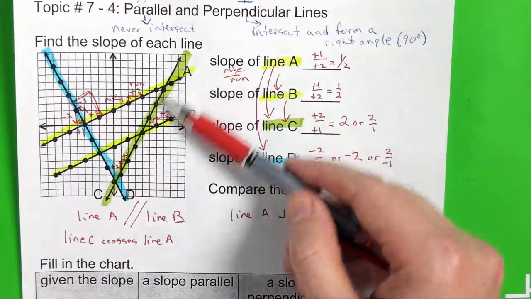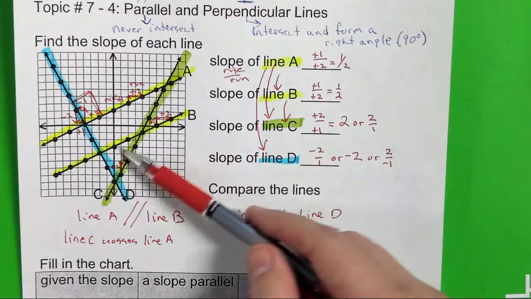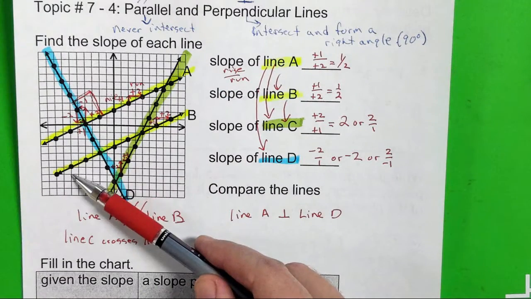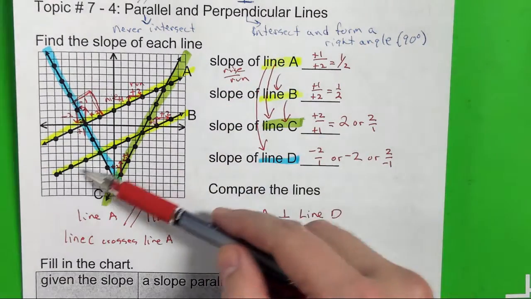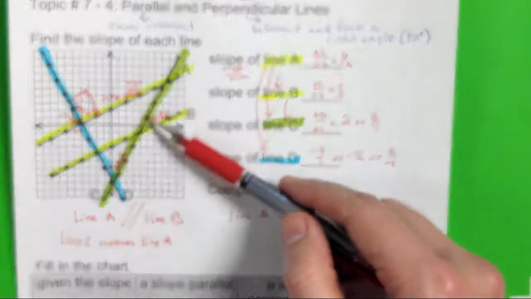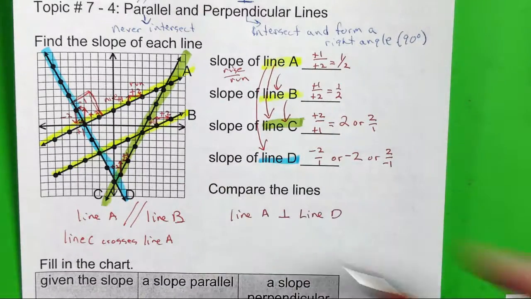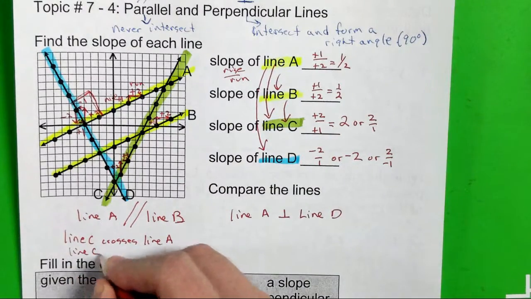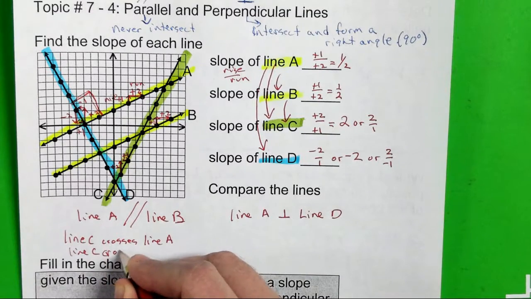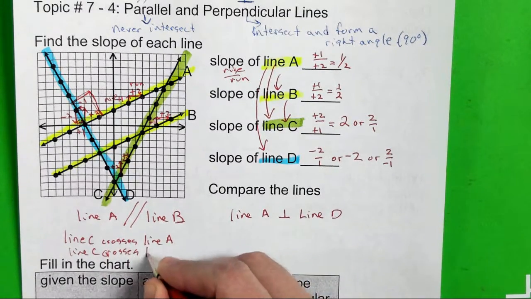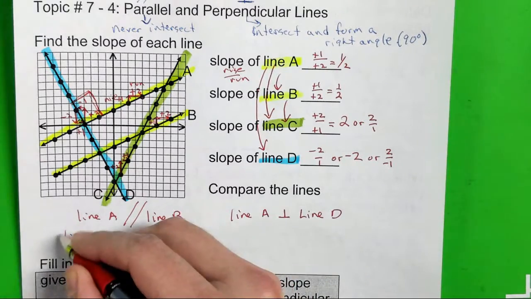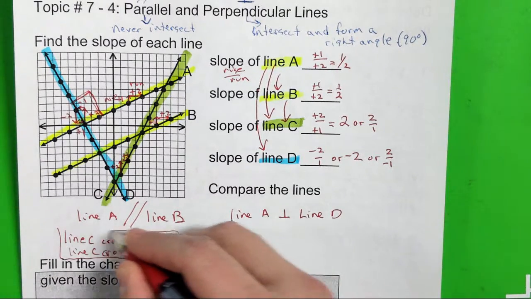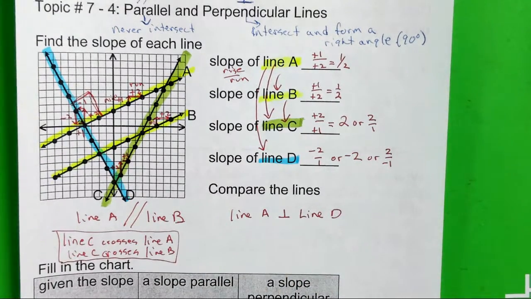Line B and line C. Are they parallel, first of all? No. Do they cross? Yes. Okay, but do they cross and make a right angle? No. So they're just going to say line C crosses line B. Okay? Nothing's very interesting with line C, is it?